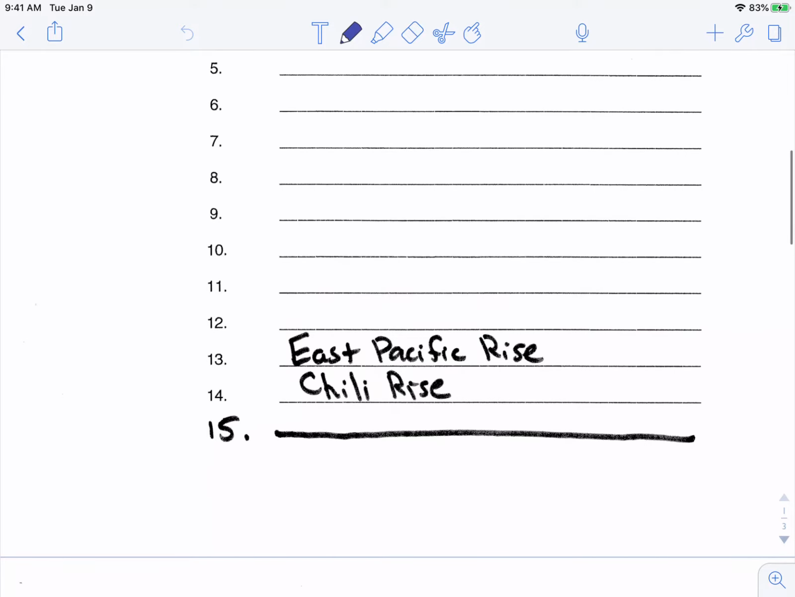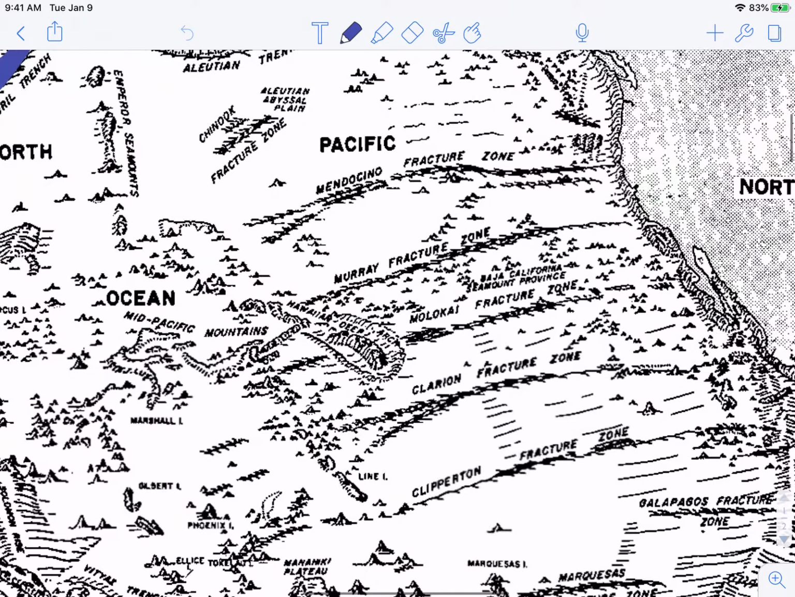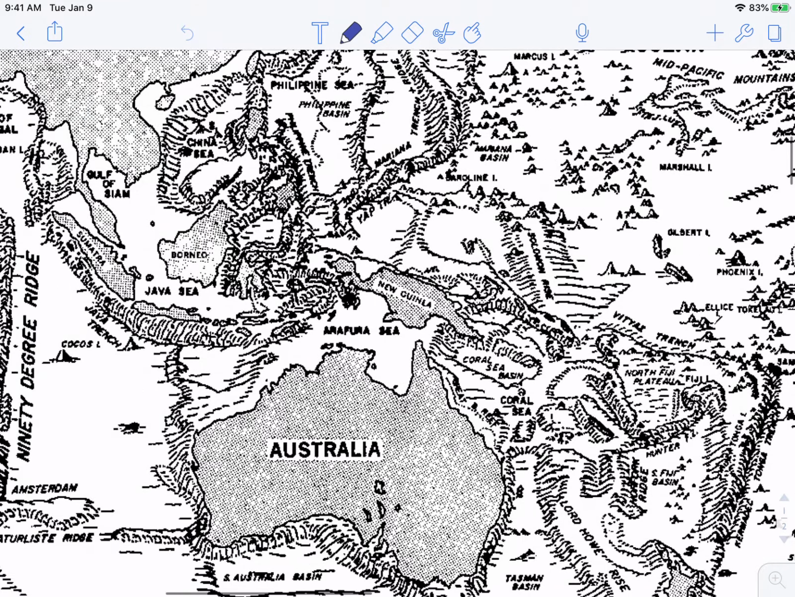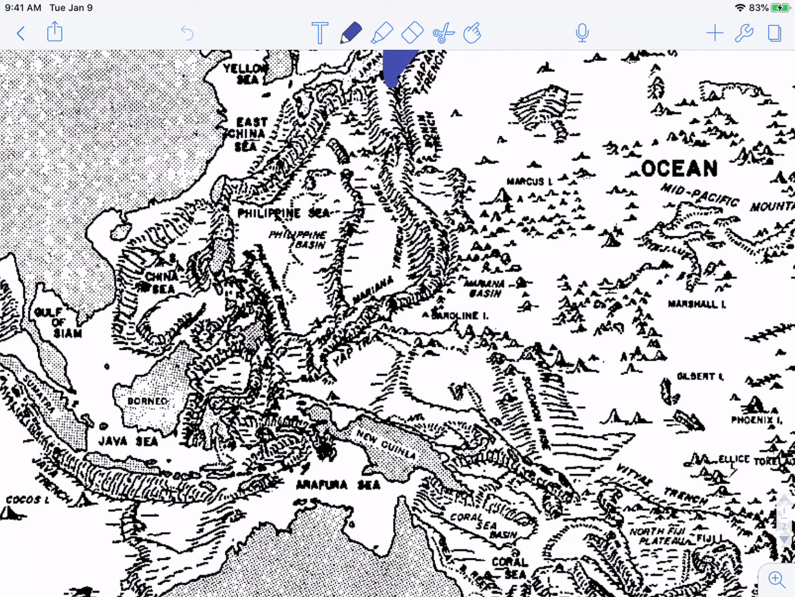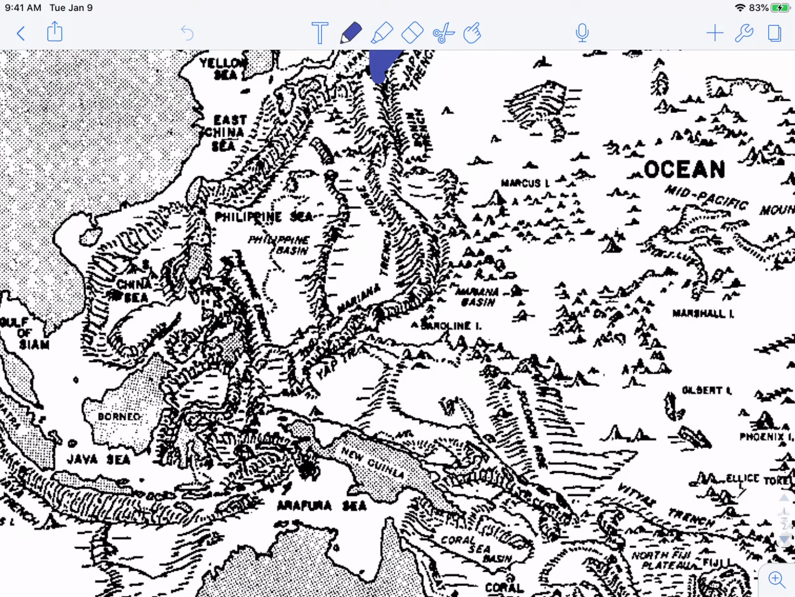Now, if you're having issues, you can zoom in and you can get a better picture of what's on there. There is a case right here. It's called the Mariana Trench. It is also a ridge. So that can be used in both places.